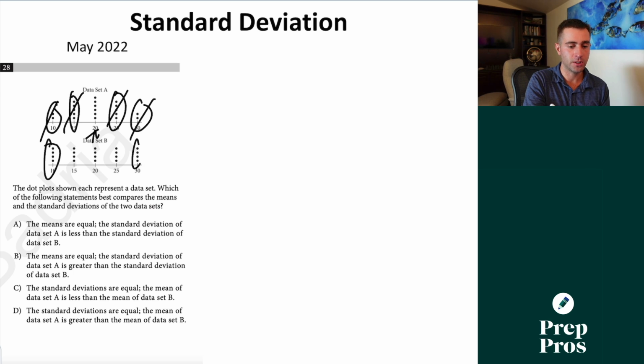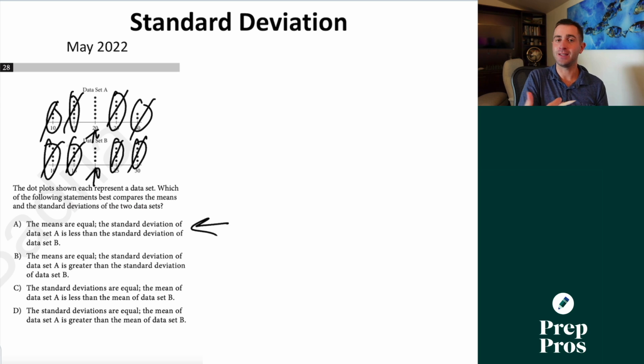We have 4 that are 10 away. Those are going to cancel each other out. We have 4 that are 5 away. Those are going to cancel each other out. So the means are going to be equal, but the standard deviation of data set A is less than the standard deviation of data set B.